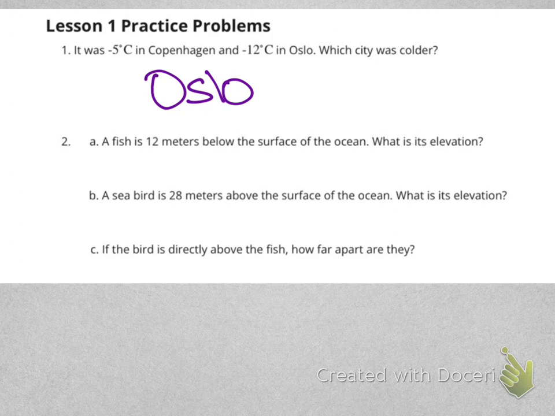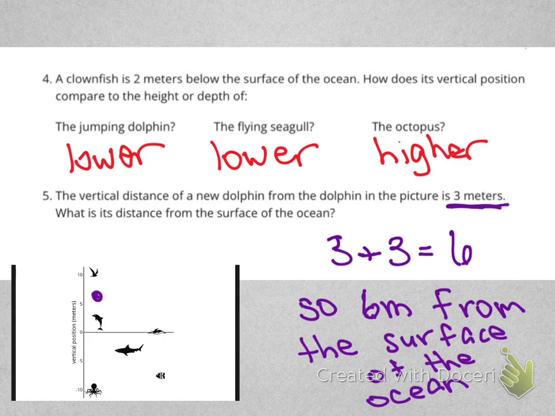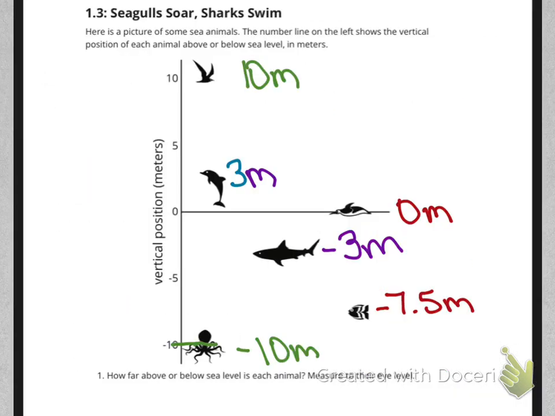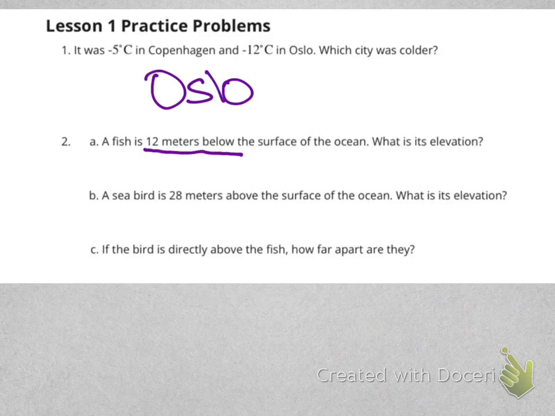Alright, number 2. Part A. A fish is 12 meters below the surface of the ocean. What is its elevation? If it's below the surface of the ocean, I'm going to go back to this picture up here. That is your negatives because it's below. It's going down. It's below 0. Okay? So 12 meters below would be a negative 12 meters.